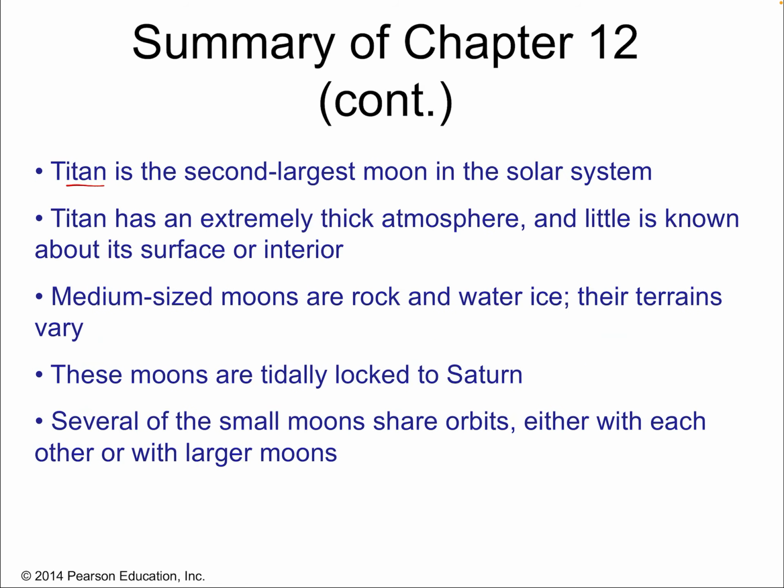Titan, which probably was Saturn's most famous moon, is the second largest moon in the solar system. Titan has an extremely thick atmosphere, and little is known about its surface or interior. The medium-sized moons are rock and water ice. Their terrains vary, and these moons are tidally locked to Saturn.